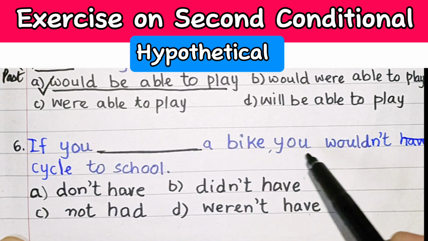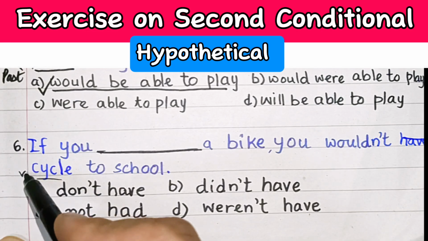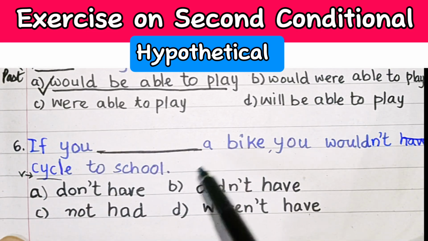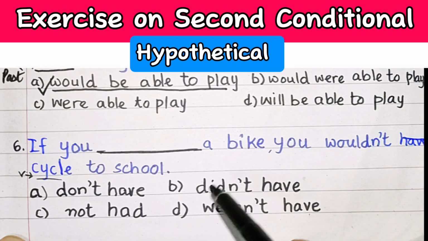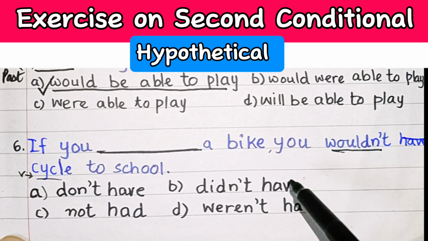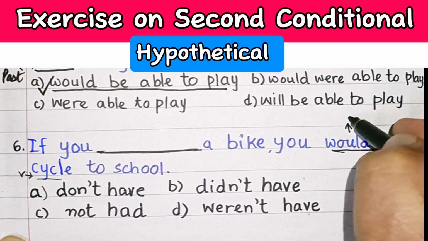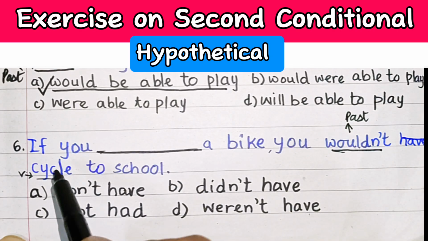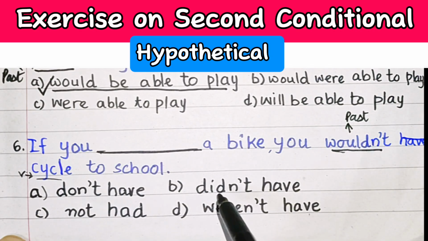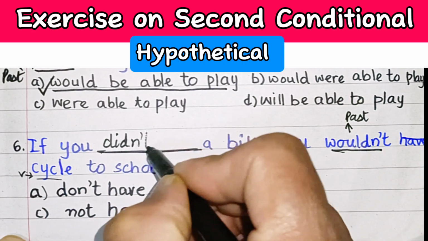If you dash a bike, you wouldn't cycle to school. So over here, cycle has been used as a verb. If you dash a bike, options are don't have, didn't have, not had, weren't have. So this main clause is in past. Again, this is the past form of will, that is would. So this is in second form or the past form of the verb. So if you didn't have a bike, this is the right option.